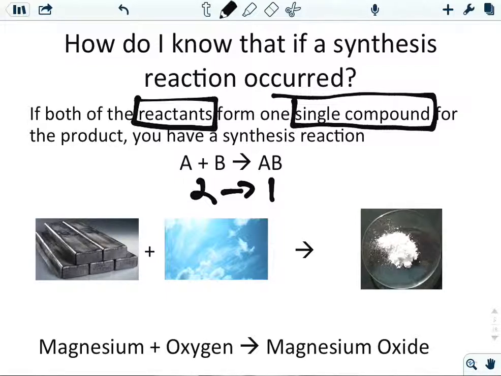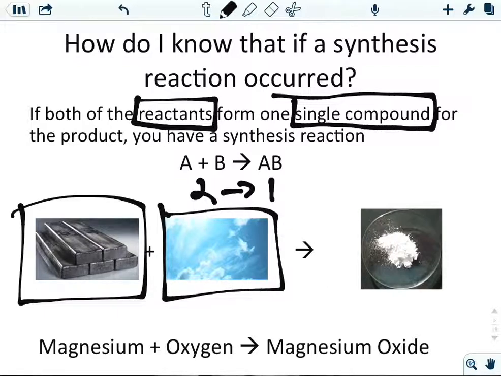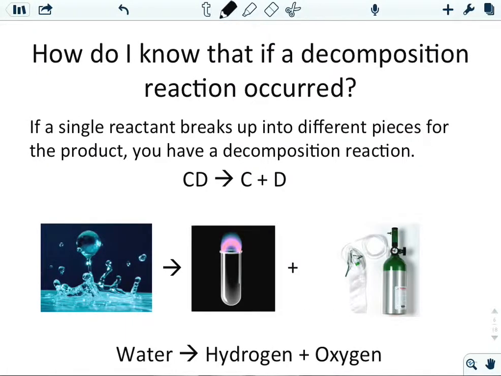They're combining. An example of this is magnesium plus oxygen produces magnesium oxide. Magnesium is all by itself, and we see a picture of it right here, and then we have oxygen from the air. They combine to make this white powder, which is magnesium oxide. So two things becoming one thing is a synthesis reaction.